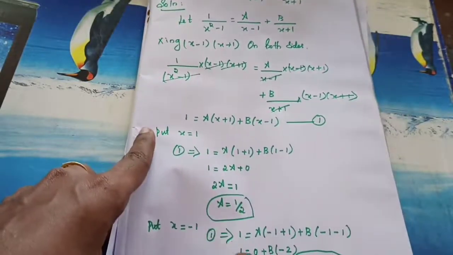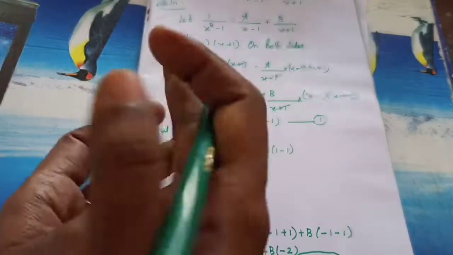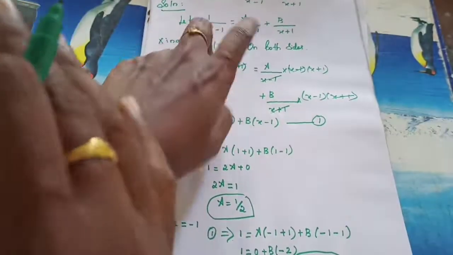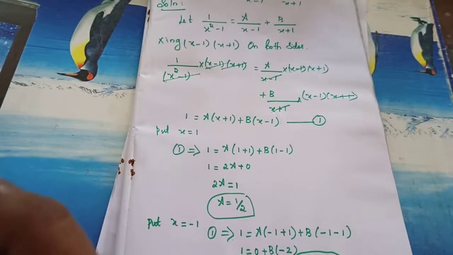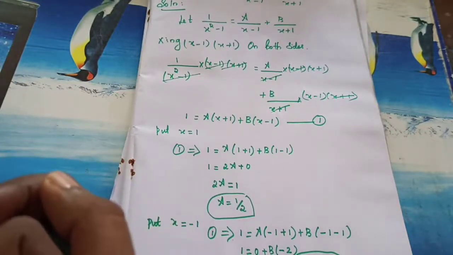Listen here students, in this problem they asked only a and b value. Okay? So we will stop here, a and b value. If they had not asked a and b value, we would need to substitute this in the given equation and conclude the answer. Have you got it? This is the first type, that is denominator value non-repeating.